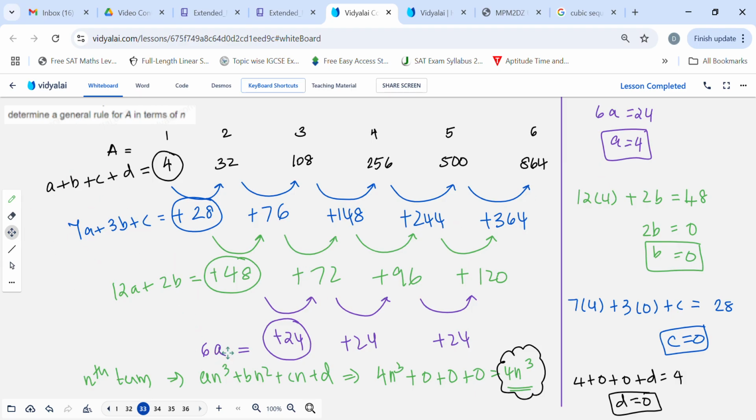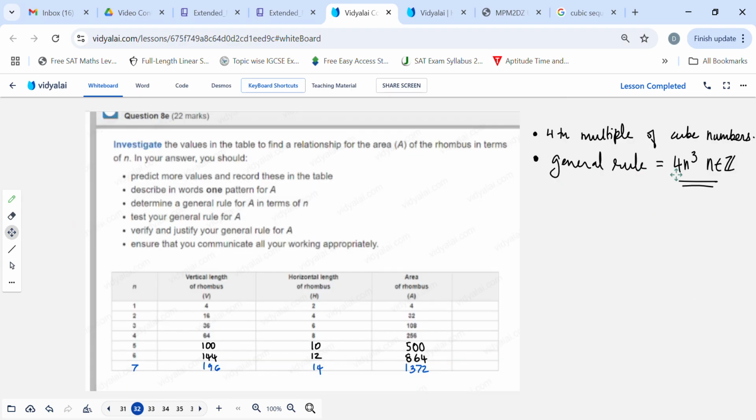So we start solving from the bottom part. 6a is 24, so a is 4. Then substituting a here, 12a plus 2b is 48. So 12 into 4, which is 48, plus 2b is equal to 48, so b is 0. Then 7a plus 3b plus c is equal to 28. Substituting a as 4 and b as 0, we get c also as 0. Then finally a plus b plus c plus d is 4. Substituting a, b, c and finding the value for d, we get d also as 0. So substituting a, b, c, d in the nth term formula, we get that the nth term of this cubic sequence is 4n cube. So the general rule is 4n cube.